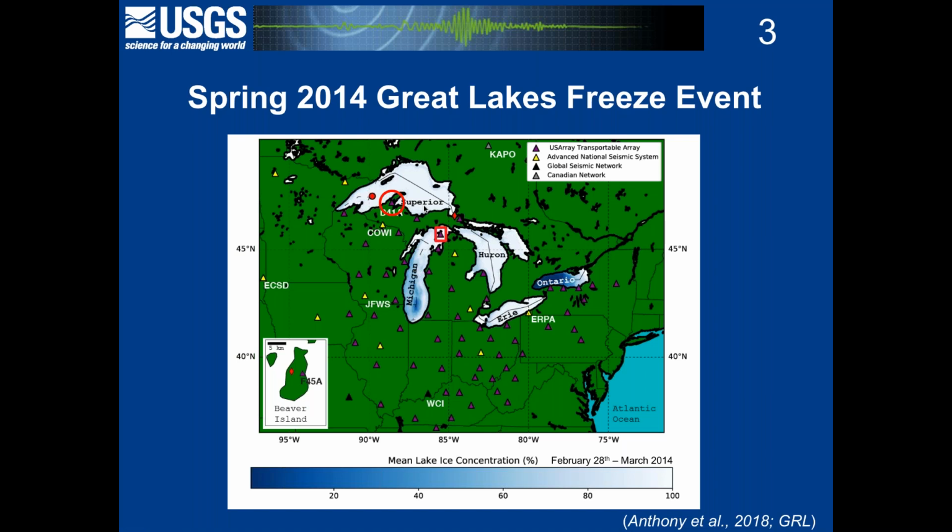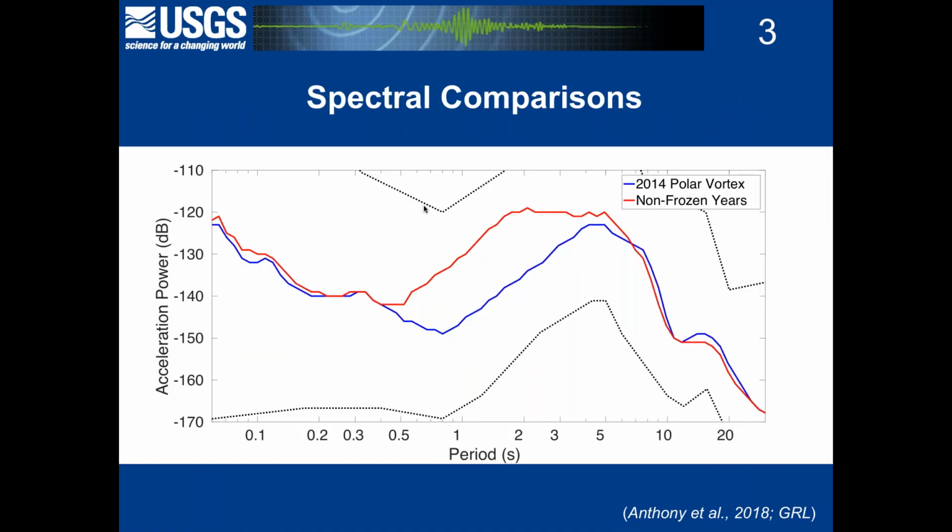It's probably like a small scale version of the microseisms that we see in the ocean. I was interested in seeing how prevalent this signal was. And so what I did is I looked at power spectral densities during that 2014 polar vortex over 3 weeks in early March. So that's this power spectral density right here. I used the exact same 3 weeks for all non-frozen years, so just the average power spectral density in early March for when the lakes aren't frozen.